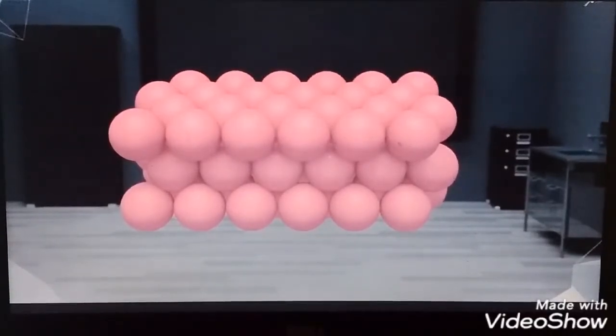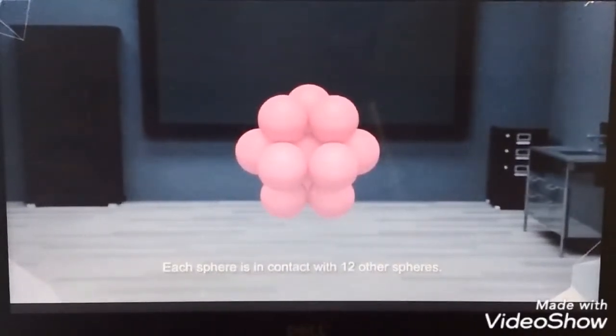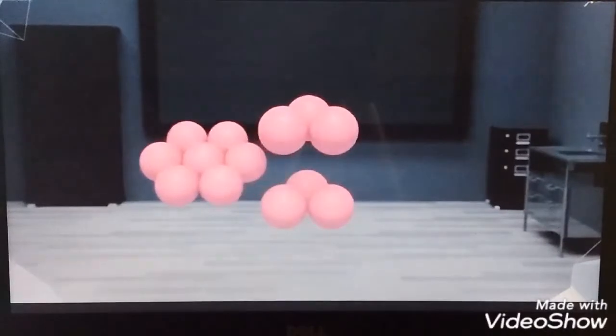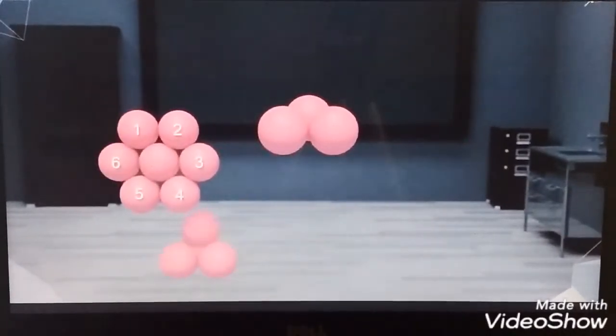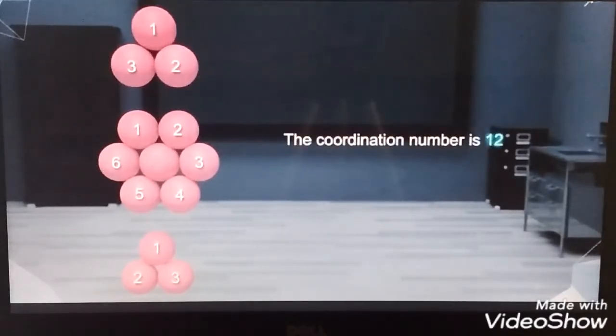In this type of structure, each sphere is in contact with 12 other spheres: 6 from the same layer, 3 from the bottom layer and 3 from the top layer. So the coordination number is 12.